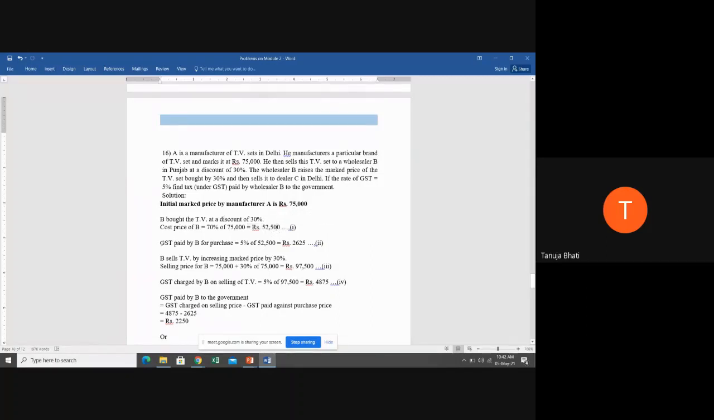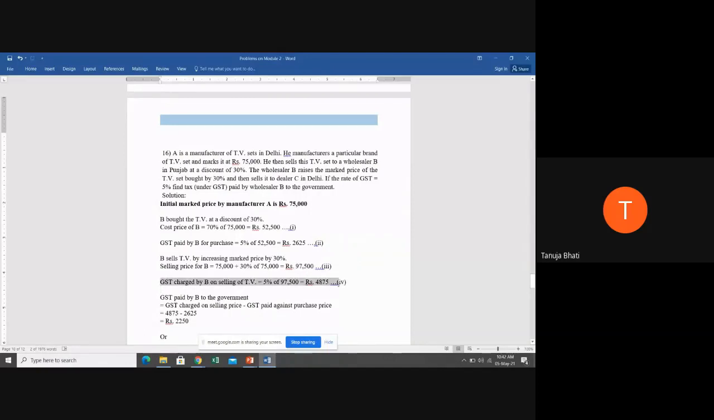Correct. Now, what is the GST paid by B on its purchases? On 52,500, it is going to pay 5% GST. That comes to 2,625. Next, B sells the product by increasing by a margin of 30% on the marked price. Now, what is the marked price? The marked price is 75,000. So 30% of 75,000 is the profit that B is adding, which comes up to 22,500, making the selling price 97,500. So when B is going to sell, it is going to charge the GST on 97,500.